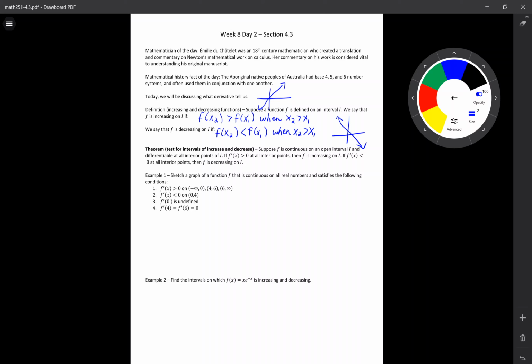So let's sketch an example. Here in example 1, we want to sketch a graph of a function f that is continuous on all real numbers and satisfies the following conditions. So we want f prime of x to be greater than 0 from negative infinity to 0, 4 to 6, and 6 to infinity. So what does f prime of x greater than 0 mean? We want our function to be increasing on all of these intervals. All right, we want f prime of x to be less than 0 from 0 to 4. That means that our function is decreasing on this interval.